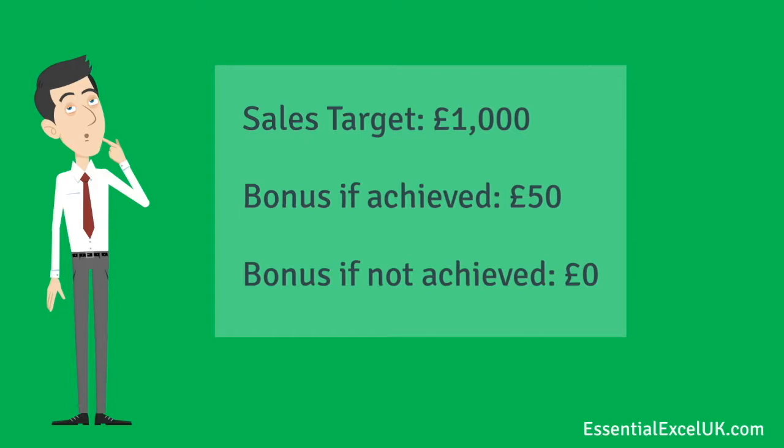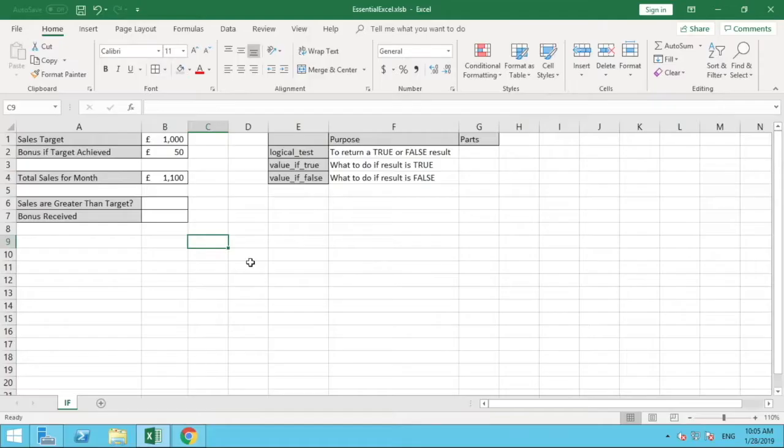So the logic being, if sales for the month are greater than the sales target, he gets a £50 bonus, else he gets no bonus at all. So let's jump into Excel and work through that example. Okay, so we're now in Excel and we're going to use our IF formula to help solve our problem.